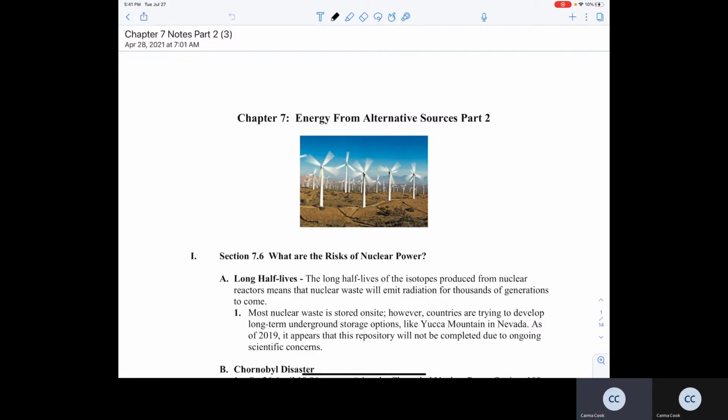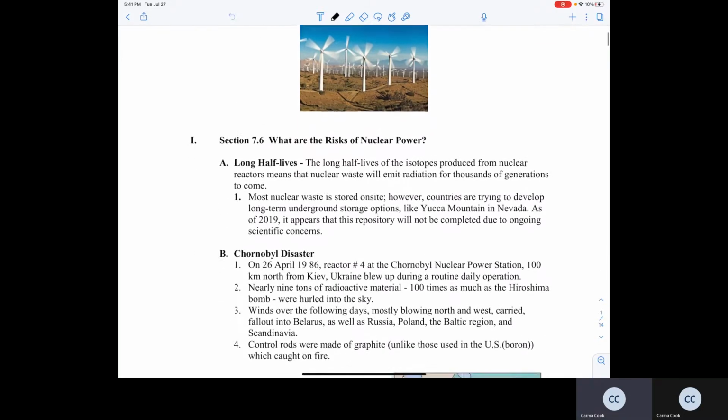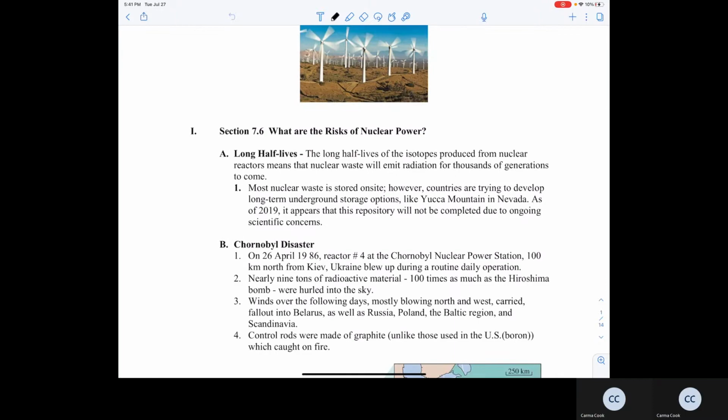This is Chapter 7, Notes Part 2. And so in Section 7.6 in our McGraw-Hill text, they discuss the risks of nuclear power, using nuclear reactions to produce energy, and that energy being similar to what is the energy that is obtained from burning coal, and that is heat energy.